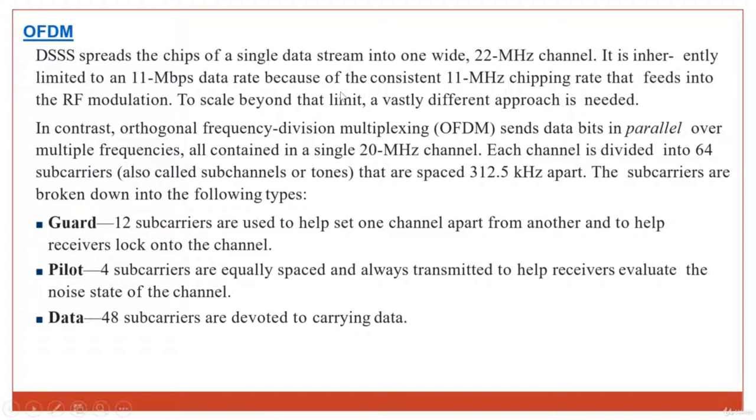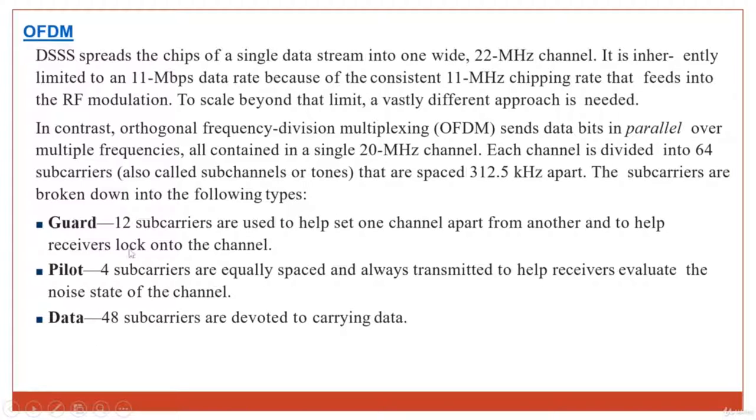So the next technology, because we are looking for higher throughput and speed, is the OFDM modulation technique. What OFDM is doing is that it helps in parallel processing. That's the main thing. In OFDM, data bits are sent in parallel, that's the key, over multiple frequencies, all contained in a single 20 megahertz channel. There are 12 subcarriers for guard, 4 for pilot, and 48 for data.